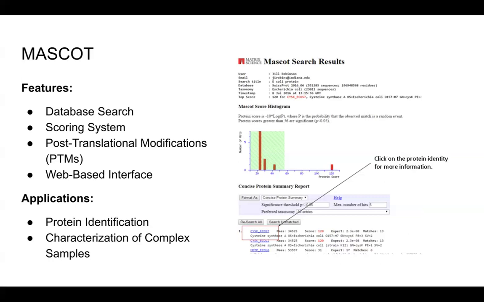Mascot also supports the identification of modified peptides, those with post-translational modifications, by allowing users to specify known post-translational modifications during the search. And then it offers a very user-friendly web interface for data submission and analysis, making it accessible for researchers without extensive bioinformatics training. So in terms of application, Mascot is primarily used for identifying proteins in complex biological samples, such as those derived from proteomic studies, and it is effective for analyzing samples with complex mixtures so that we can determine protein composition.